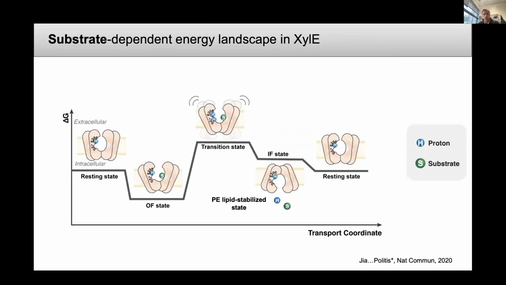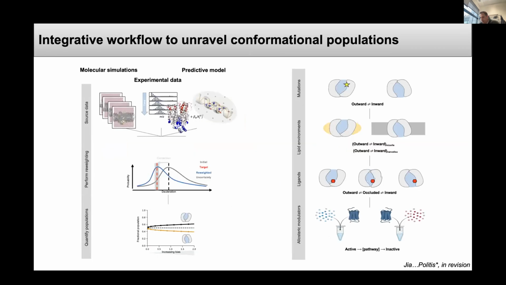Obviously, all of this we put together in a substrate-dependent energy landscape, where we can propose the sequence of events: what binds first, where the protonation happens, which residues, what comes first, and then the substrates come into the game. The lipids have a clear effect that shifts the conformation equilibrium into the inward-facing state, and this complements the cycle of membrane proteins.